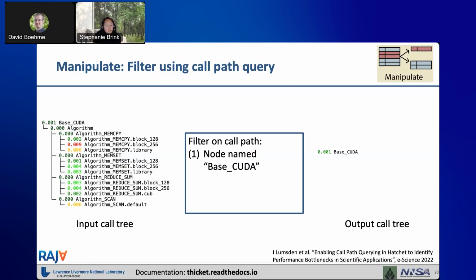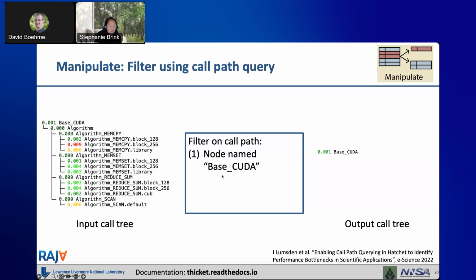Okay, so the next example I want to show is how we filter using a call path query language that's been built into both Hatchet and is being used by Thicket. On the left, we have an input call tree, shown from the RAJA Performance Suite. Filtering on the call path allows us to leverage the call path when we're doing the query language.